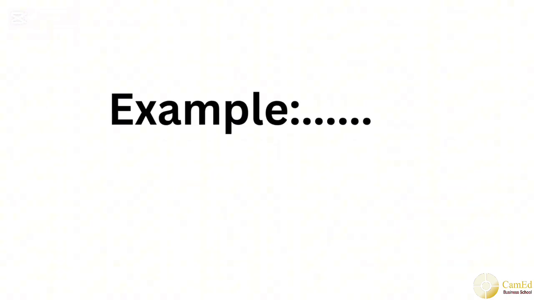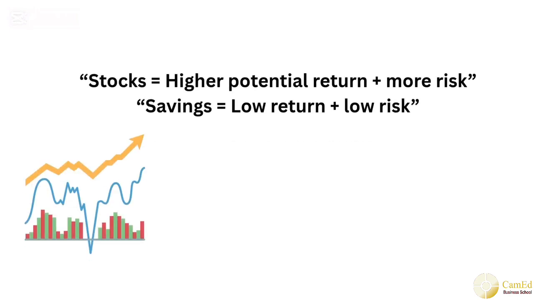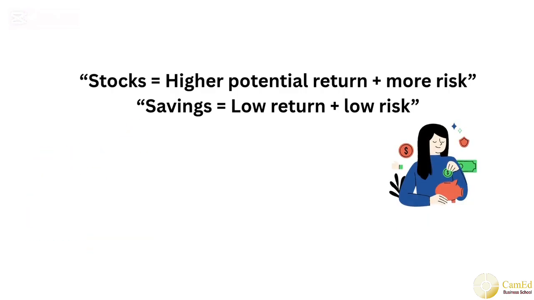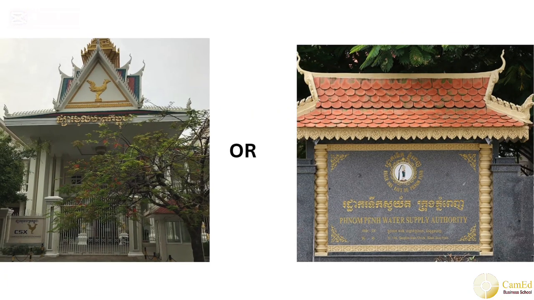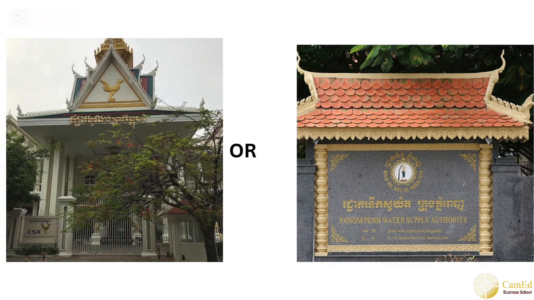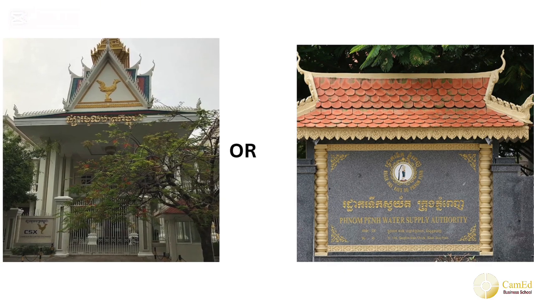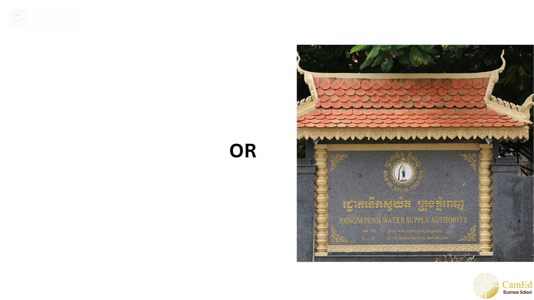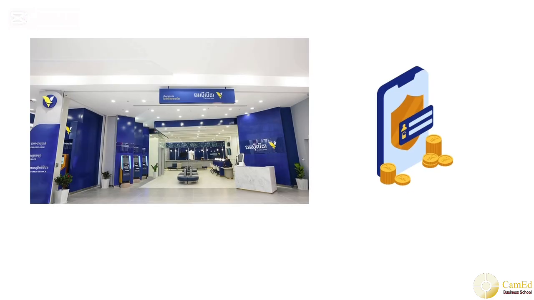For example, investing in stock can give you a higher return than a savings account, but you might lose money. The savings account is safe but gives you a low return. The key idea is you cannot get a high return without taking on some level of risk. Investing in the Cambodian stock market like CSX, such as PPWSA, Phnom Penh Water Supply Authority, offers higher return potential but comes with price fluctuation, or you can say risk. Investing in an ACLEDA Bank savings account gives a low return, around 2% to 3% per year, but it's very safe. And the last key principle is higher return usually comes with higher risk.